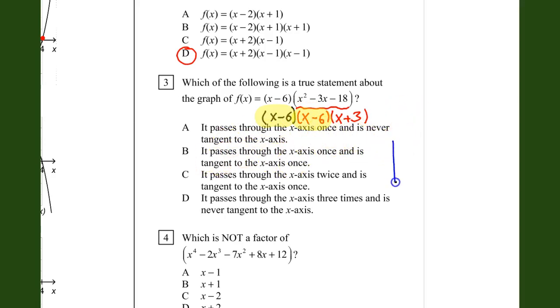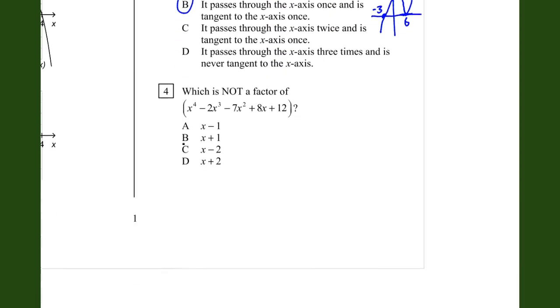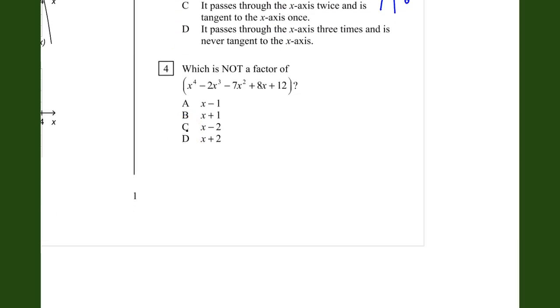Okay, if you want a picture, it'll look like this. So pass through negative 3, and then at 6, it will be tangent. This is negative 3 over here, passes through, and then is tangent with a double root. So that's B. Right, which is not a factor.